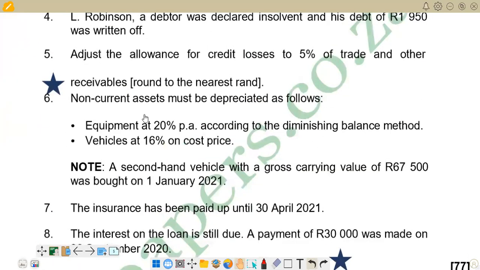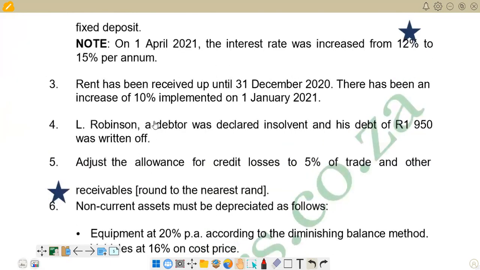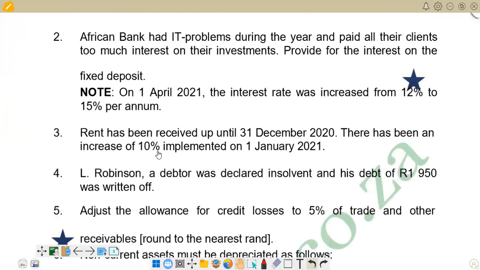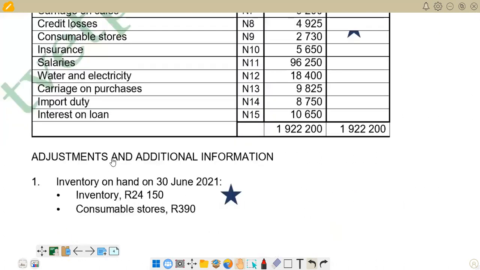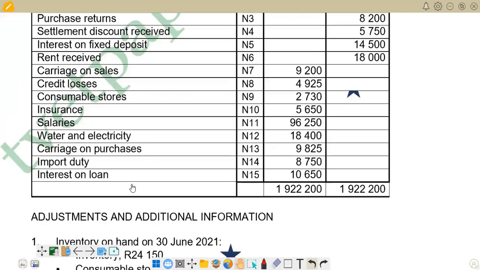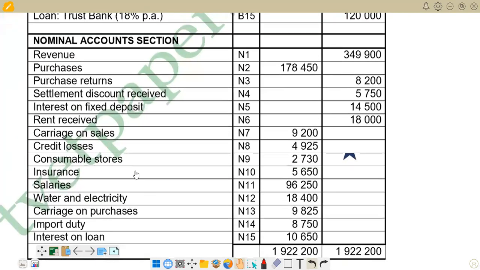So in that instance, if you don't have any, you have to put the figure that you are given in the list of balances as it is. So the figure that we are given there, if you go back again, you will see that it is 349,900. So this is the figure that we are going to put for revenue as the opening item in that statement of comprehensive income.